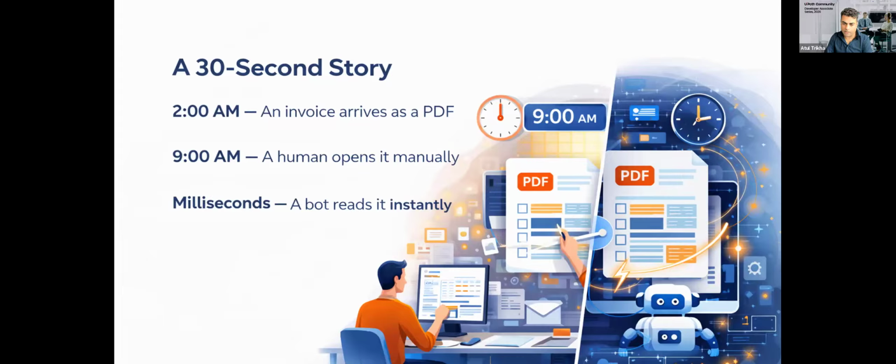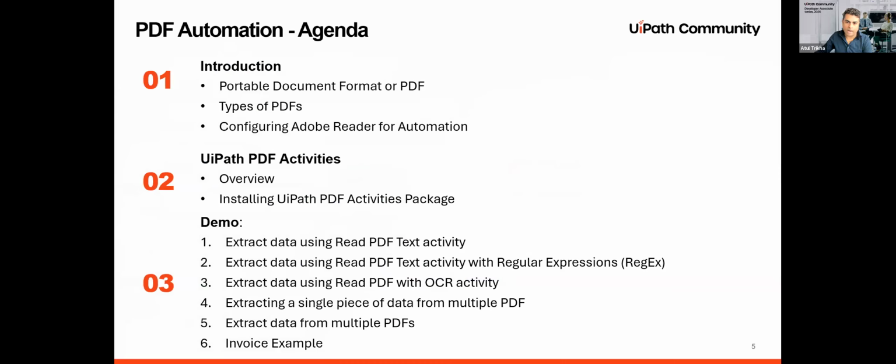But here is the important part. The real question is not whether we can automate PDFs. The real question here is whether we can automate them accurately and reliably, in a way that works consistently in production, because speed without accuracy is just a faster mistake, right? So to understand how we achieve that in UiPath, let's look into the roadmap today.